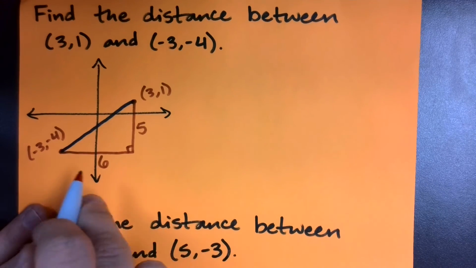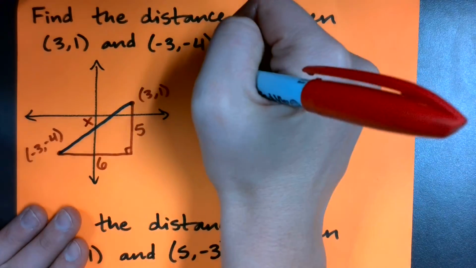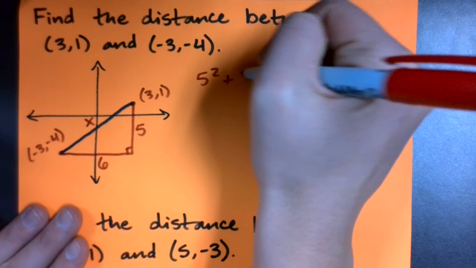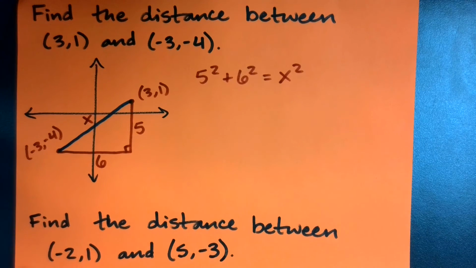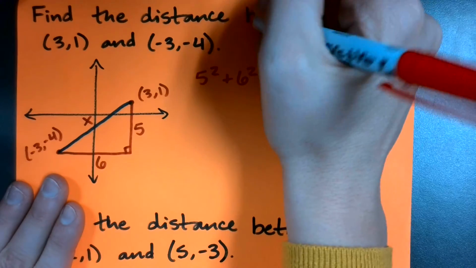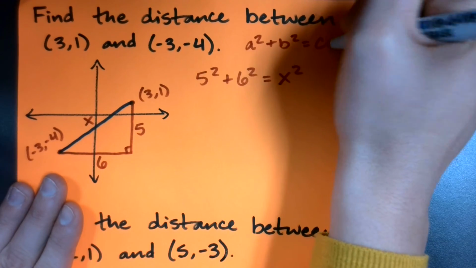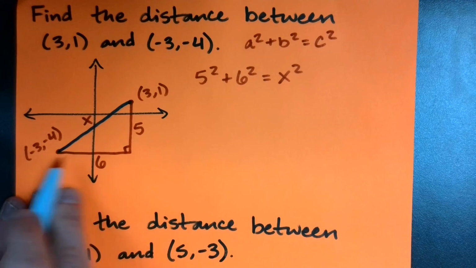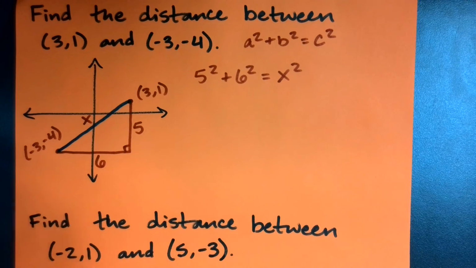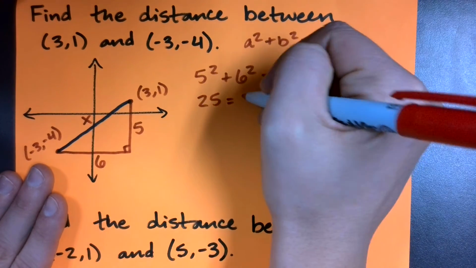Okay, so then we could use our Pythagorean theorem here to say that this distance, what we're missing, is going to be 5 squared plus 6 squared equals x squared. And that's just coming from the Pythagorean theorem as our a squared plus b squared equals c squared. It's only used with right triangles, so I can only use it in a situation like this where I have a horizontal and a vertical, but we made that happen, made it be true. And then we're just solving for x.